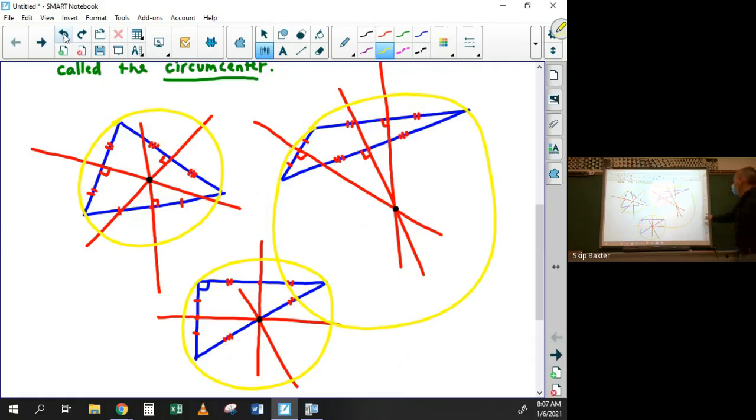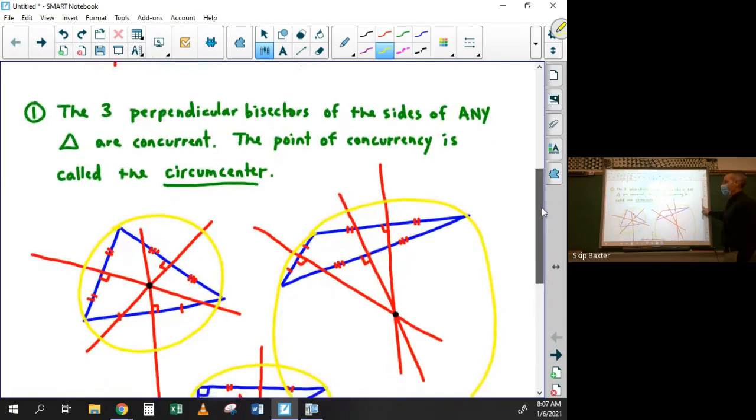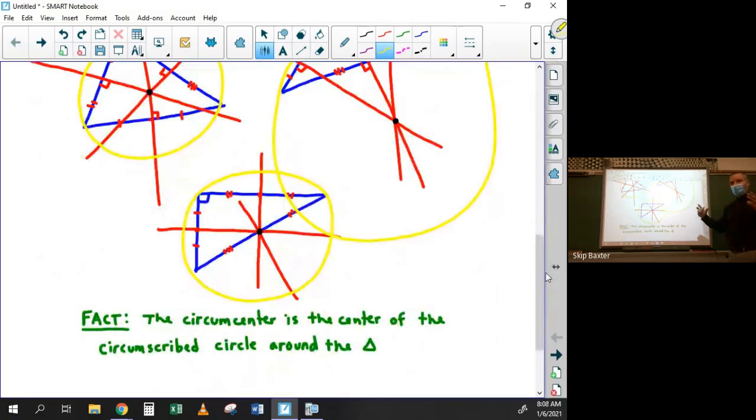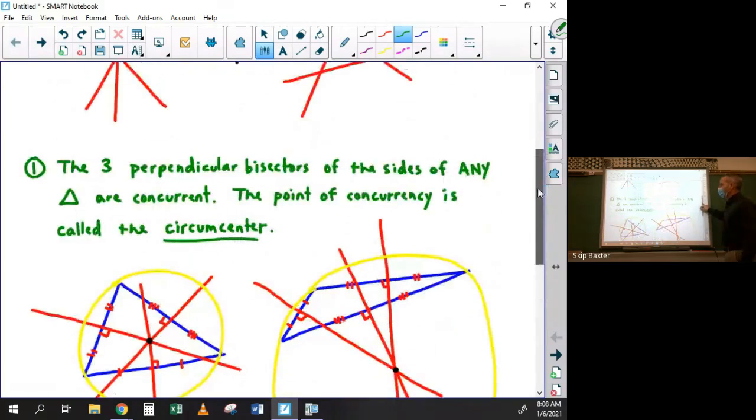So that's a really important, kind of interesting property of the intersection point of the perpendicular bisectors, is it's the center of the kind of the smallest circle that fits around the triangle. Okay? Any questions about that? All right, let's go to the next point of concurrency.